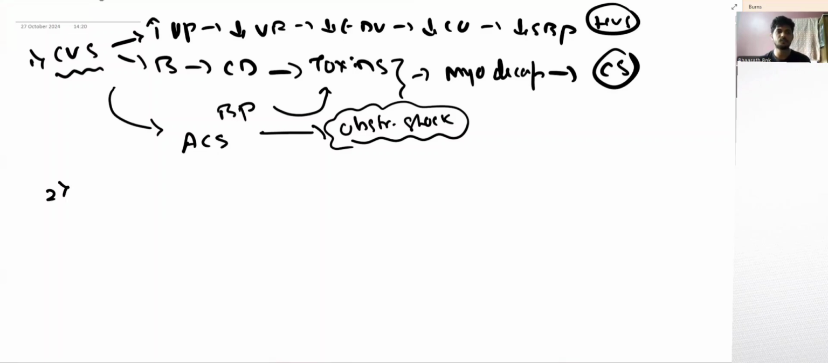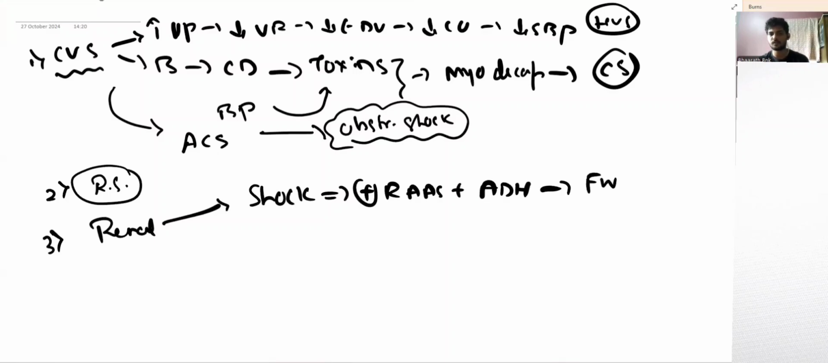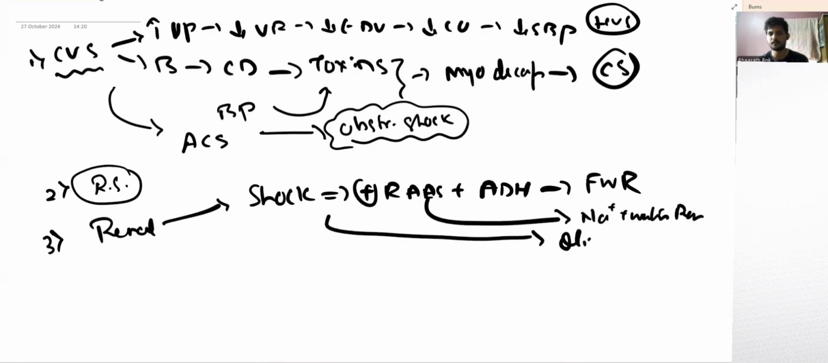The second system is the respiratory system, which we'll talk about later because I want to tell you everything about inhalational injuries along with it. Third is the renal system. In the renal system, if there is shock, this shock will stimulate the renin angiotensin aldosterone system plus ADH. ADH will help in free water absorption, and renin angiotensin aldosterone will help in sodium plus water reabsorption. When this does not happen, it will lead to oliguria.